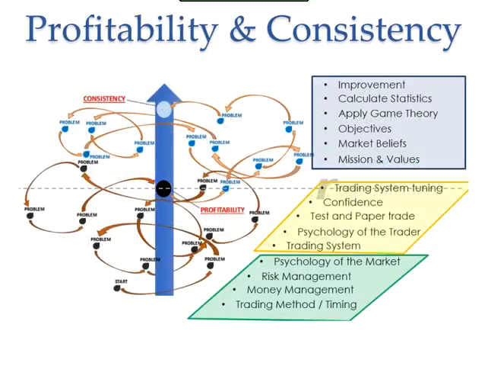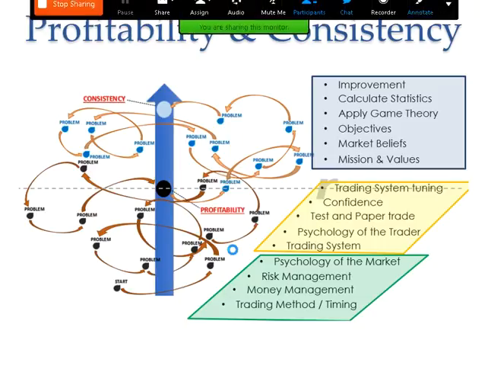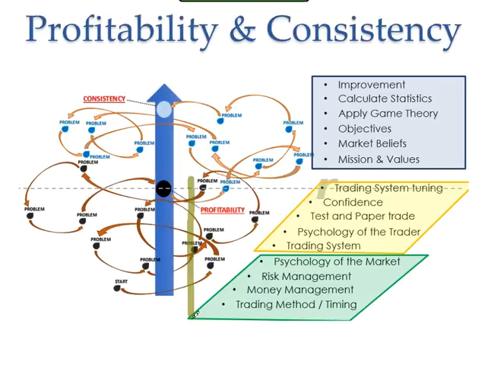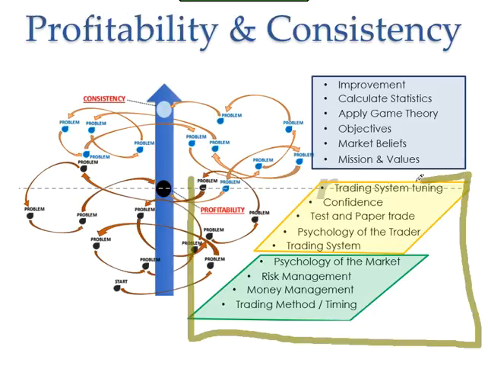Now, my profitability and consistency model is this one. Basically, modules 1 to 8 cover this part here, and this is the mechanics of trading. So the trading method, how you do risk and money management, how algorithms model the psychology of the market. And then we start with the second part, which is the trading system development, the psychology of the trader, the results and information that you collect when you test and paper trade, building confidence, and trading system tuning.